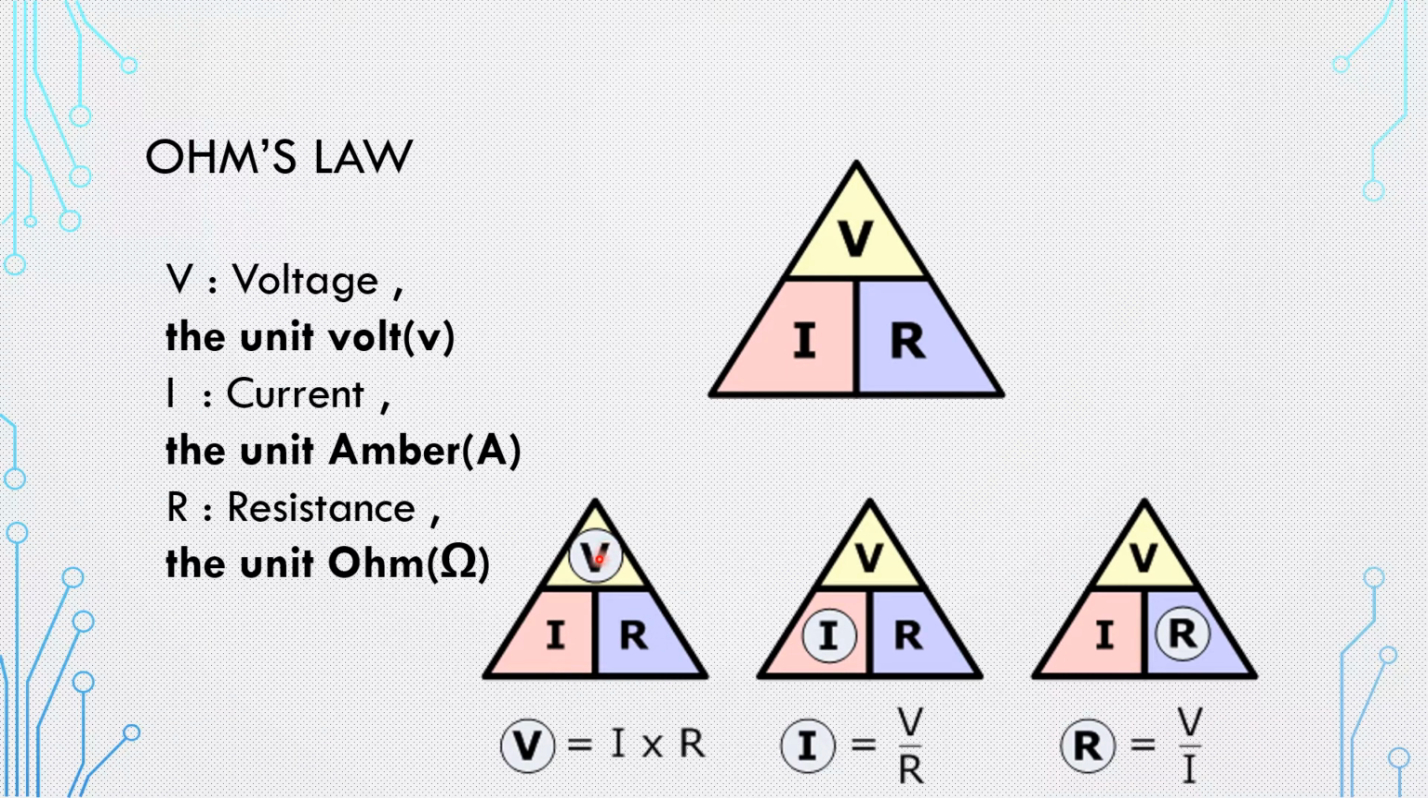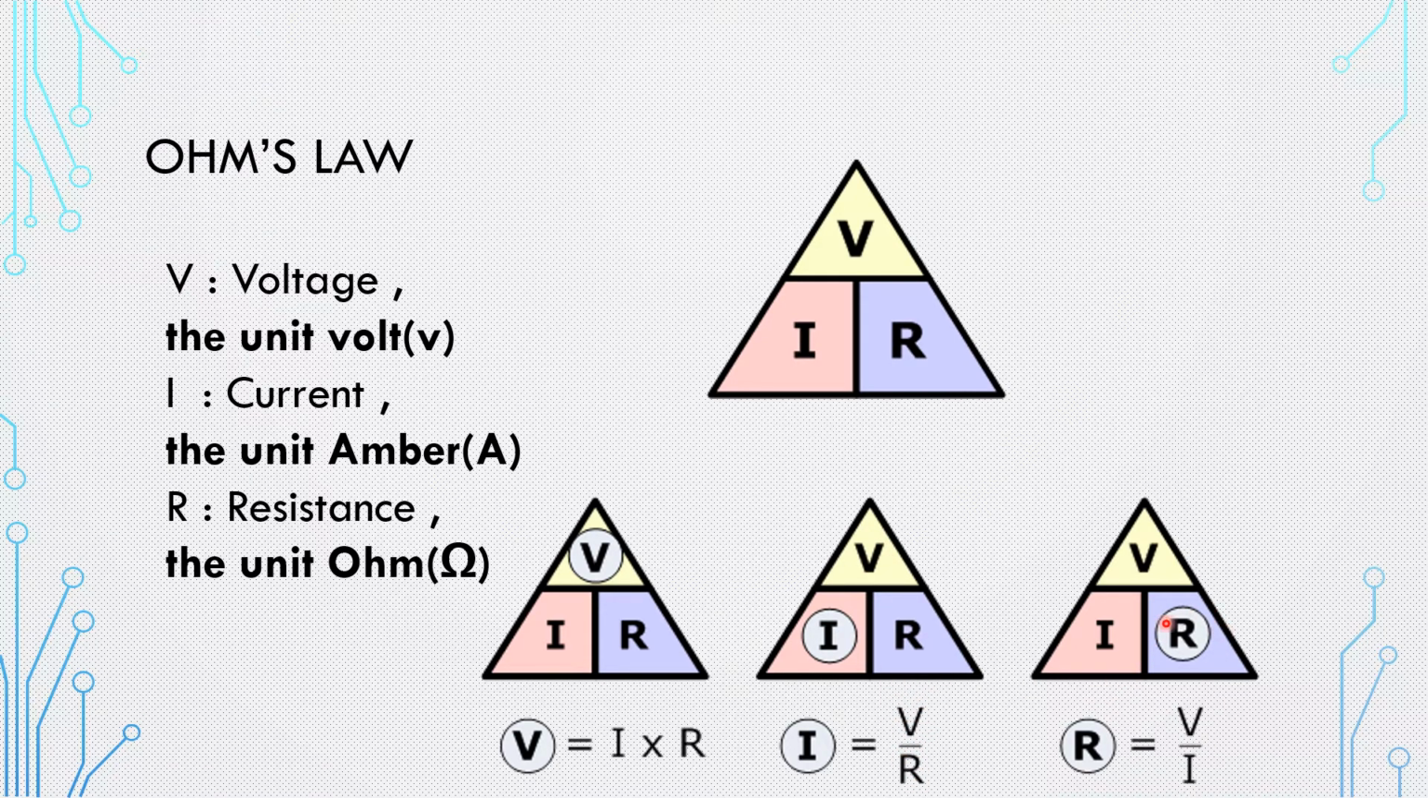Just cover the voltage in this triangle with your hand, and this is the relation that we're gonna have. So the one at the above should be at the numerator, and the one at the below should be in the denominator, or they have a multiplication relation. So to find the voltage, just cover it, and this is what you get: I multiply by R. If you're given voltage and resistor, then you have to divide, V voltage divided by R.